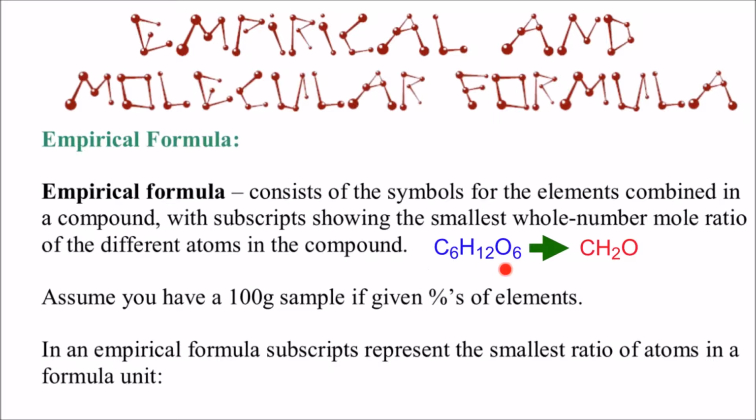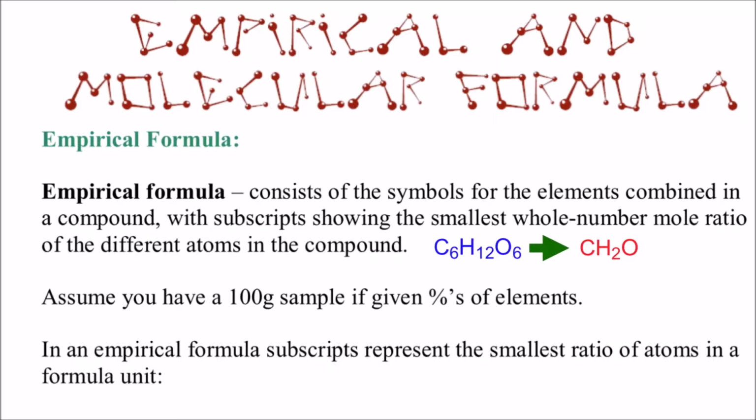This is what we call a molecular formula. It's the actual formula for the molecule, and this is the empirical formula. Now, the empirical formula can be the same for multiple different compounds, and that's because they may share similar building blocks with each other.